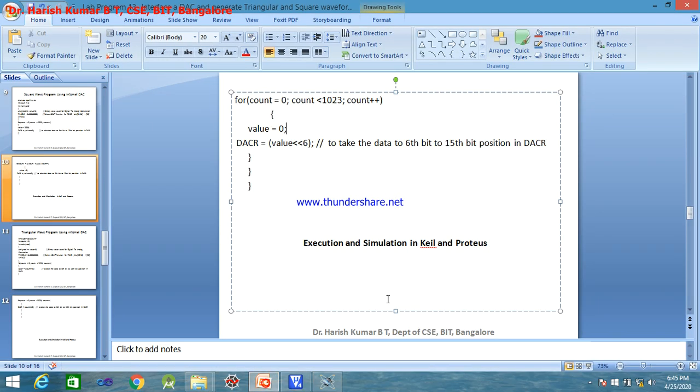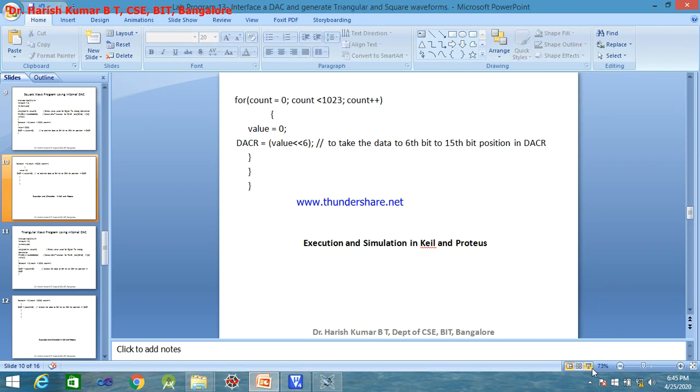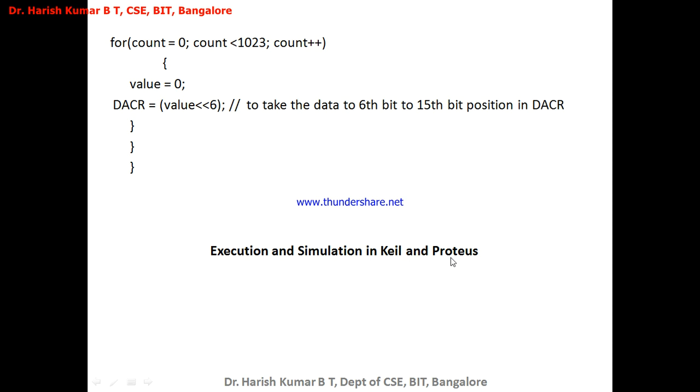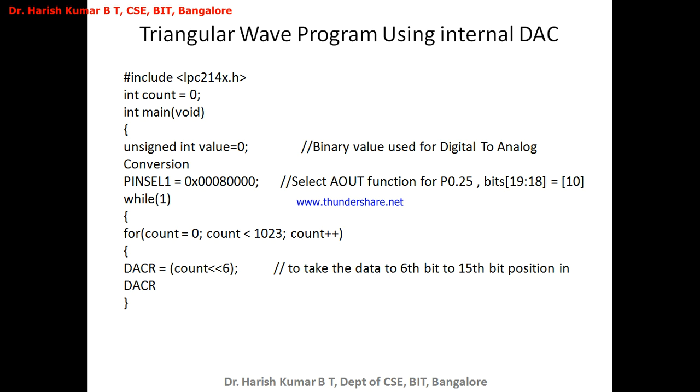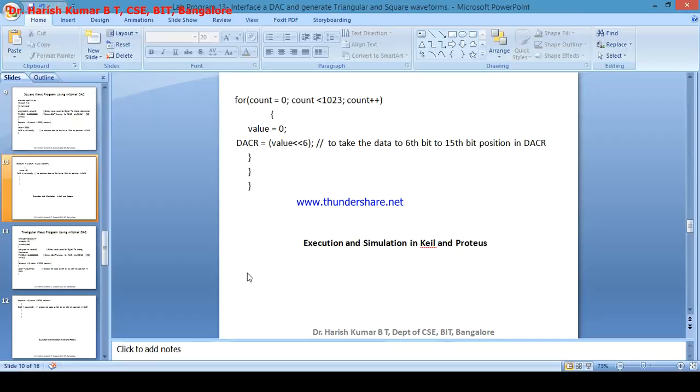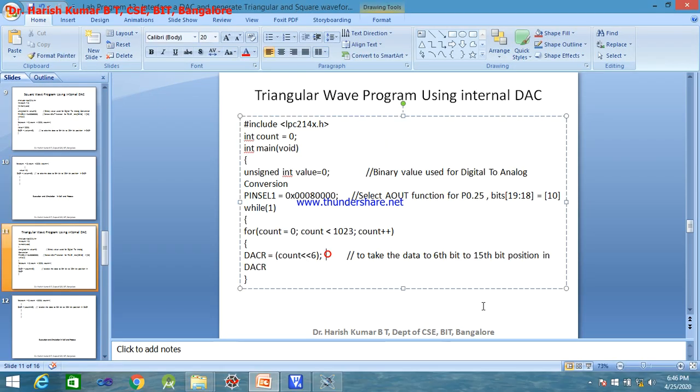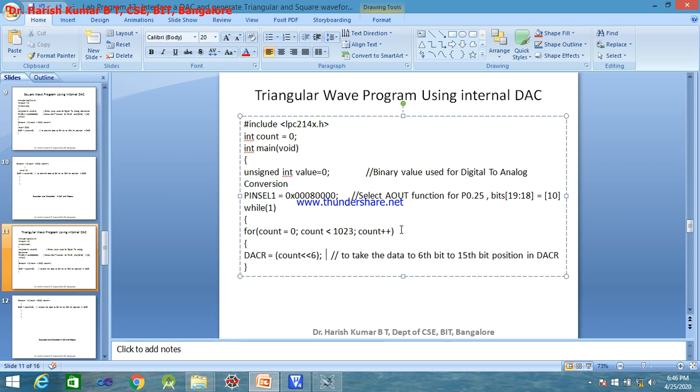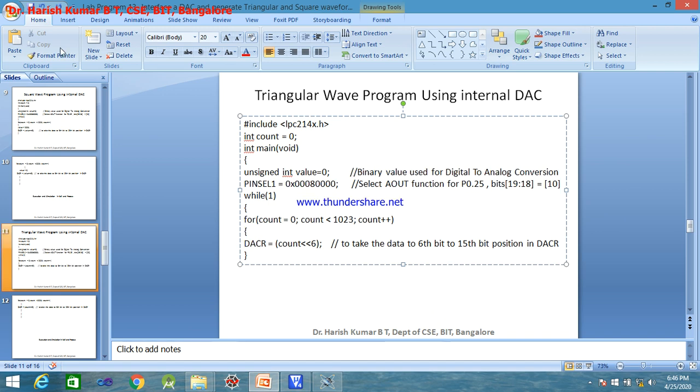Now let me get back to the presentation. Okay, so here I completed the square wave generation using the internal DAC. Next is the triangular wave program using internal DAC. This also I've already explained. One second, because I have to do some alignment here. Also, because this conversion has come down, it will confuse you.